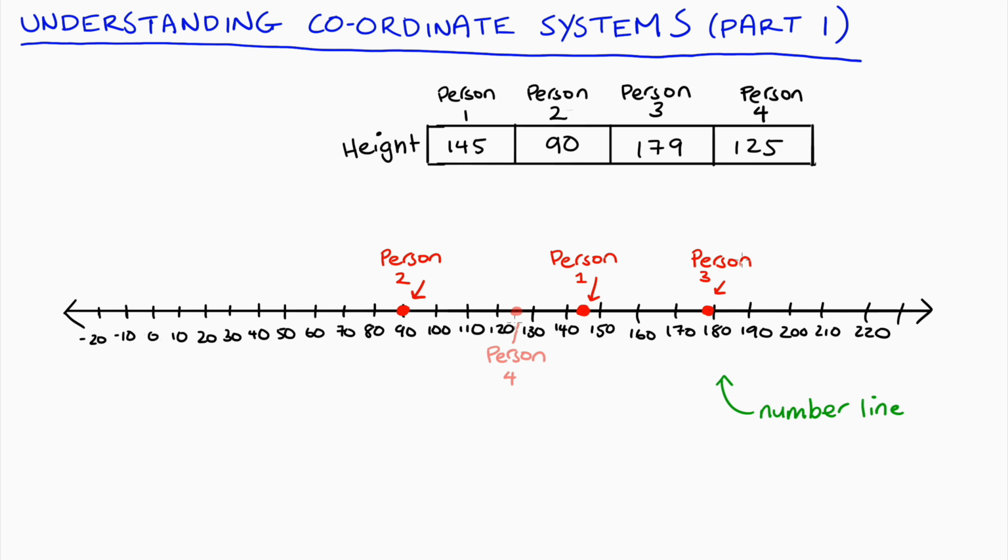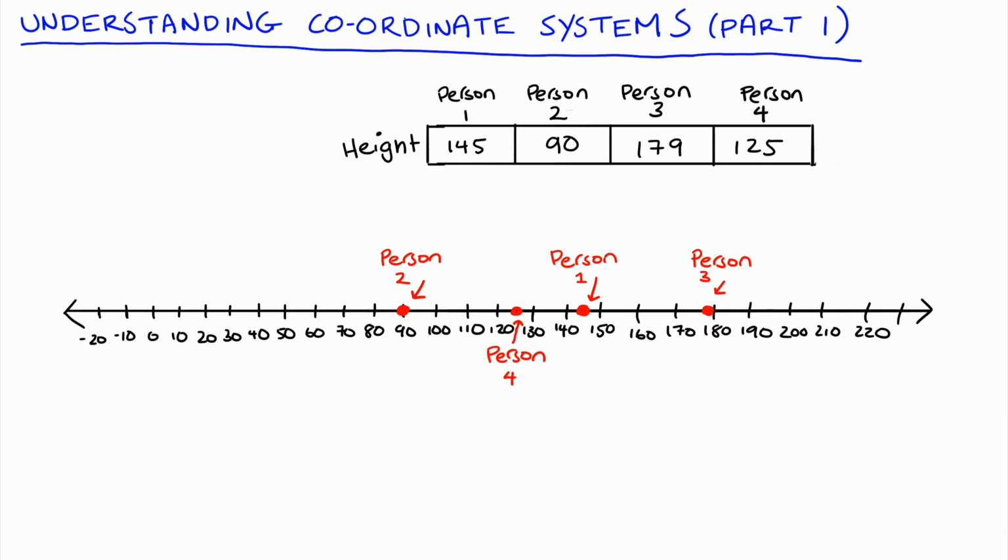So actually, if you have a look, this line gives us a pretty good way to represent some of what is going on with these values. For instance, I can see just by looking at the dots on the line that person 1 is lighter than person 3 but heavier than person 4.